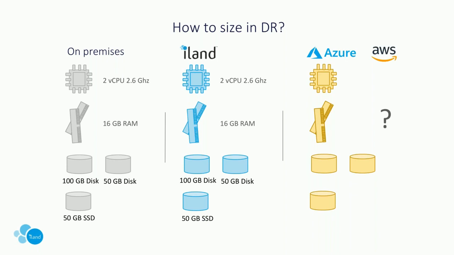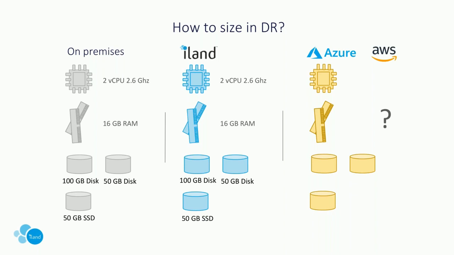So we've got two virtual CPUs running at 2.6 gigahertz with 16 gig of RAM allocated to that. And then we've got 3 disks attached to that. We've got a 100 gig disk, a 50 gig disk, and another 50 gigabyte SSD disk. So you will notice that the two initial disks are just on spinny disk, but we have also got an SSD disk. So how would that size in iland? What would that look like?